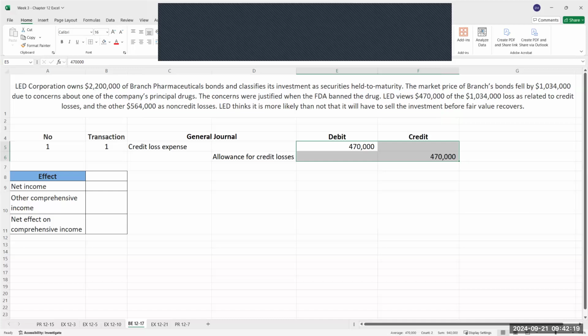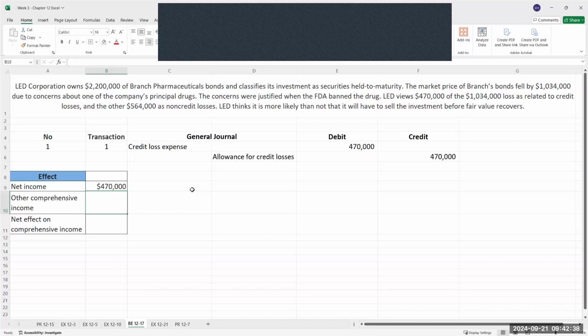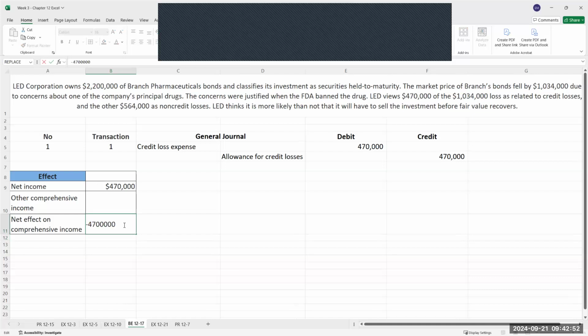And then the next thing that we essentially need to account for is, how is the decline going to affect the net income? So in such case, it'll affect the net income, it's 470,000. And then from there, will not have an impact on the other comprehensive income. It would impact the net income. So therefore, the net effect on comprehensive income is going to be the 470,000. Just keep in mind, this does need to be input as a negative. So it'll be negative 470,000.